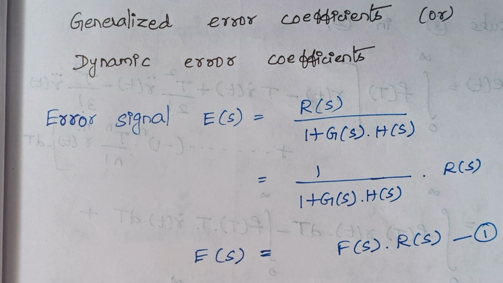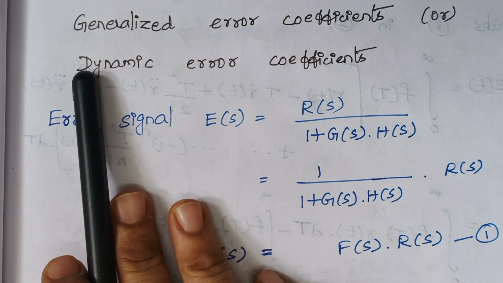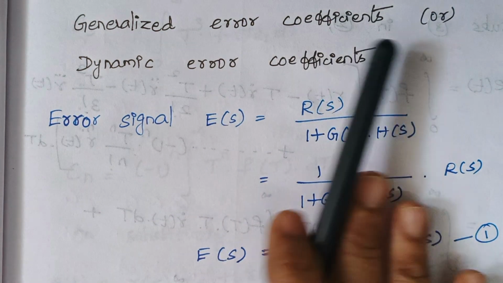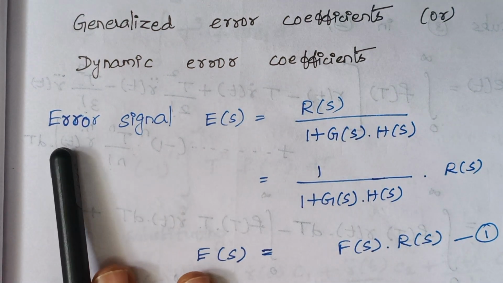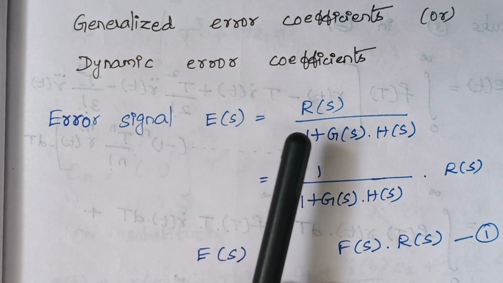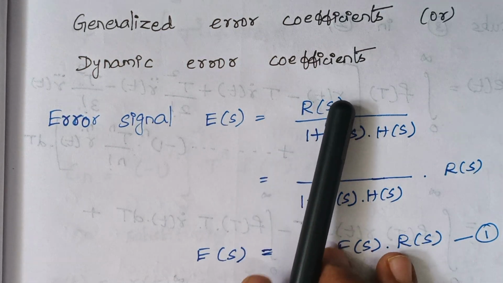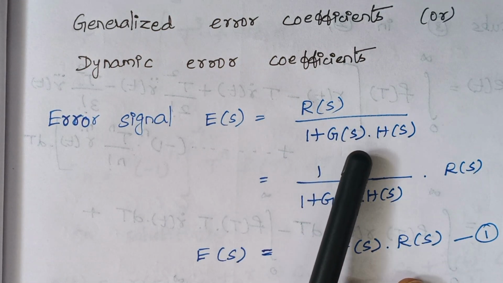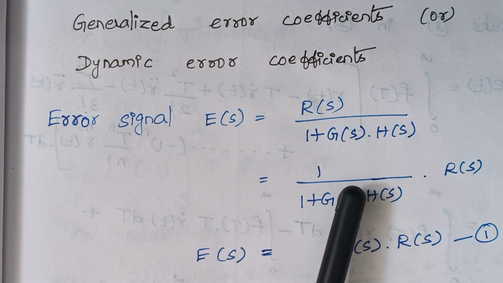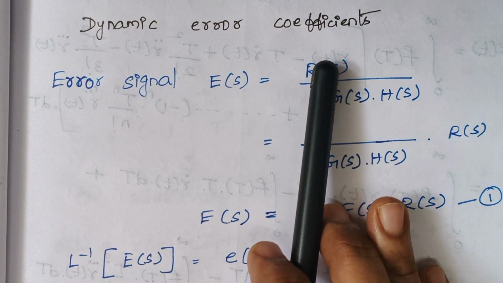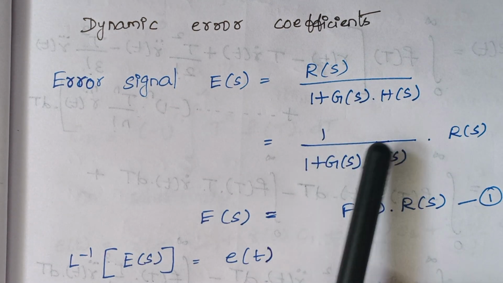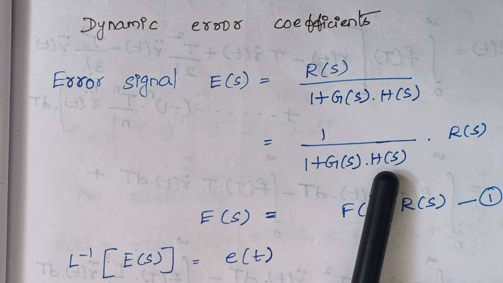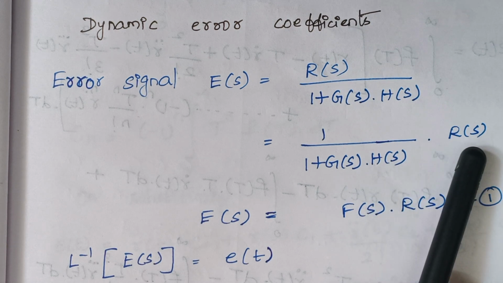Today we are going to see the derivation of generalized error coefficients, otherwise known as dynamic error coefficients. As we all know, the formula for error signal is given by E of s equal to R of s by 1 plus G of s into H of s. So here I am dividing this numerator and denominator into two separate parts: 1 divided by 1 plus G of s into H of s, multiplied by R of s.